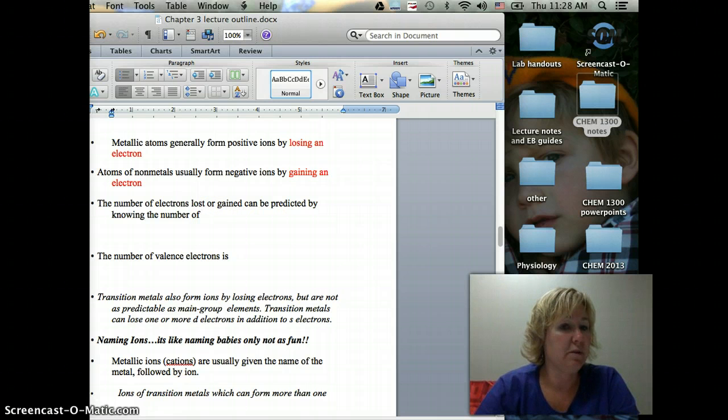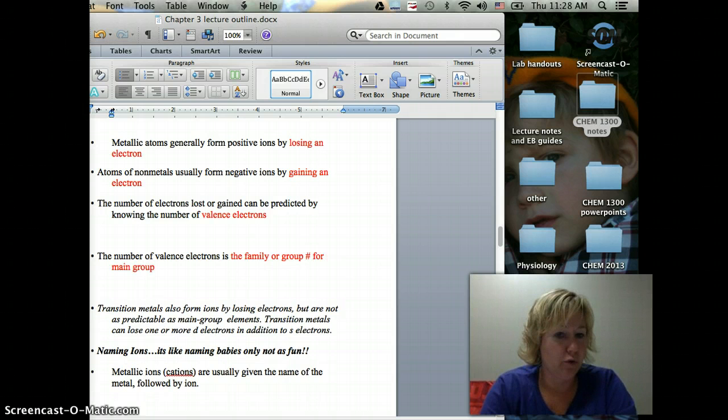The number of electrons lost or gained can be predicted by knowing the number of, come on, remember, super fun, valence electrons, or looking at your periodic table. You don't have to count them and draw out the big giant circles like this. You can look at a periodic table. The number of valence electrons are basically written in your chart as, let's put it in red so you know what it is, the family or group number for main group elements.